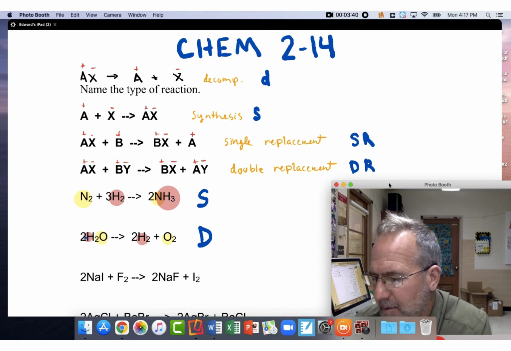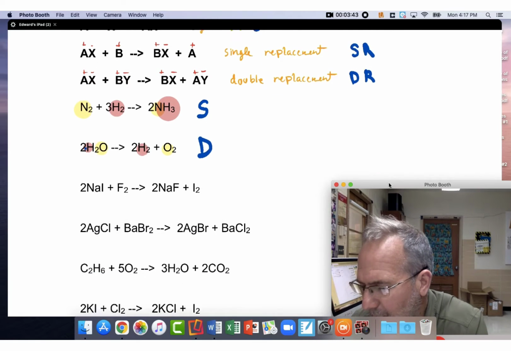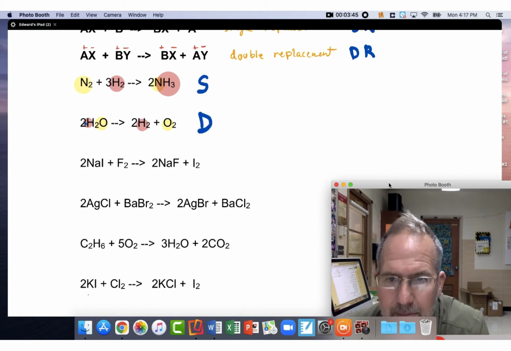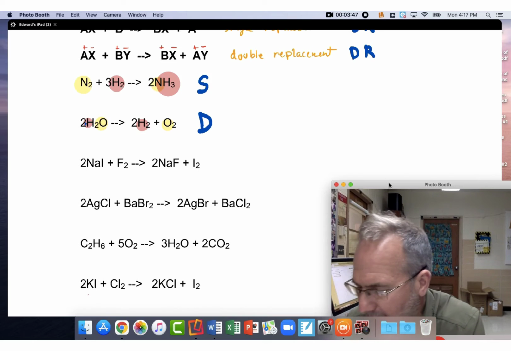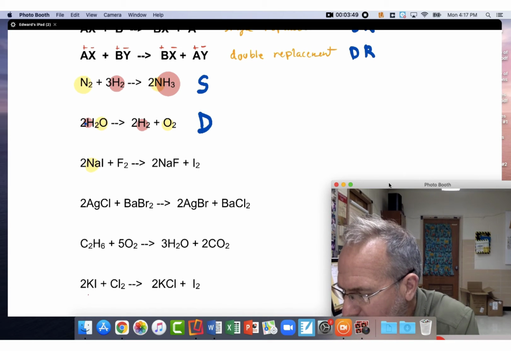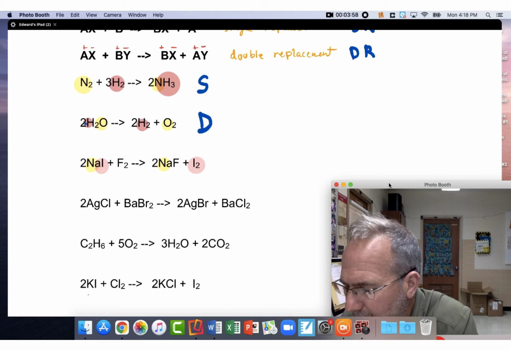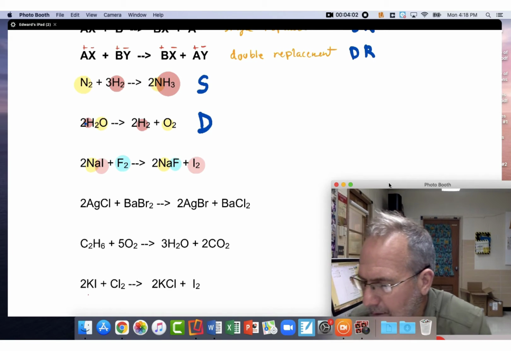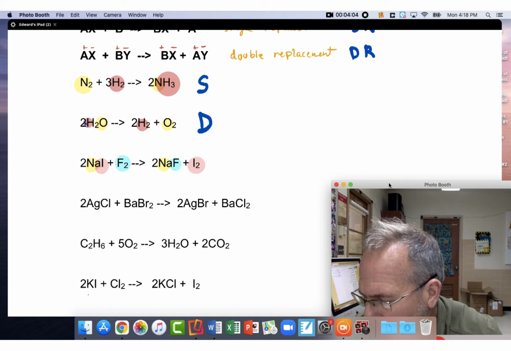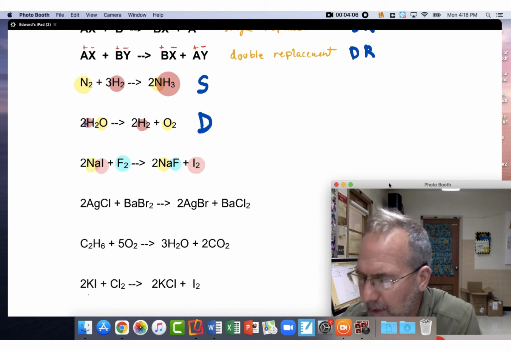All right, our next one here. You know what, you can try these and come back and make sure I'm going to go faster after this one. But we have Na, and the Na is with iodide. And then there's this old pesky fluorine here who, hey, they replaced the iodine. Single replacement reaction.